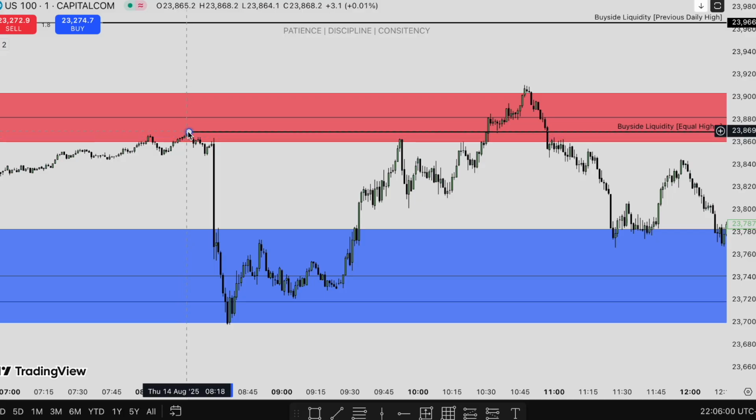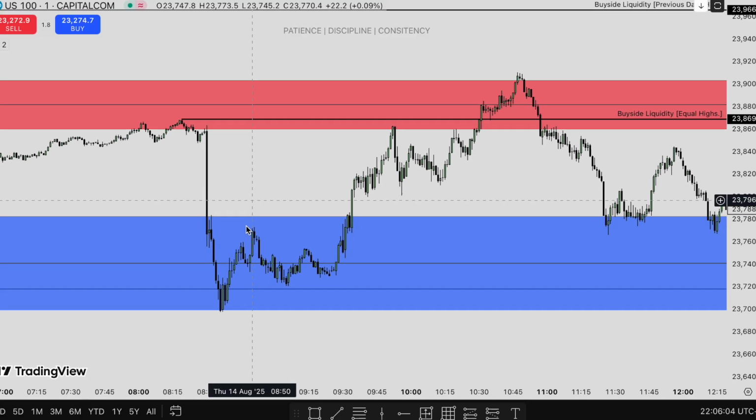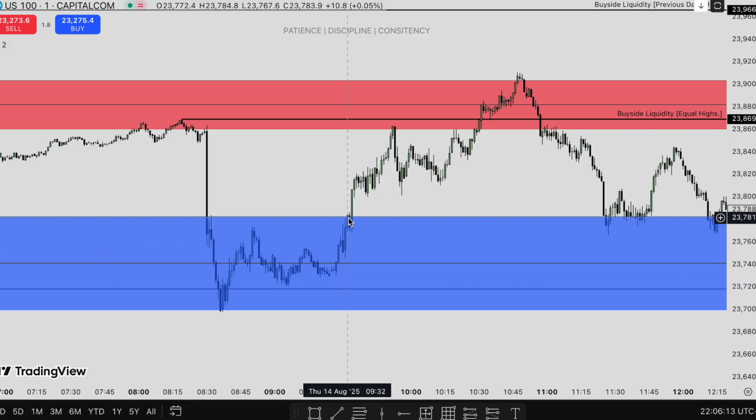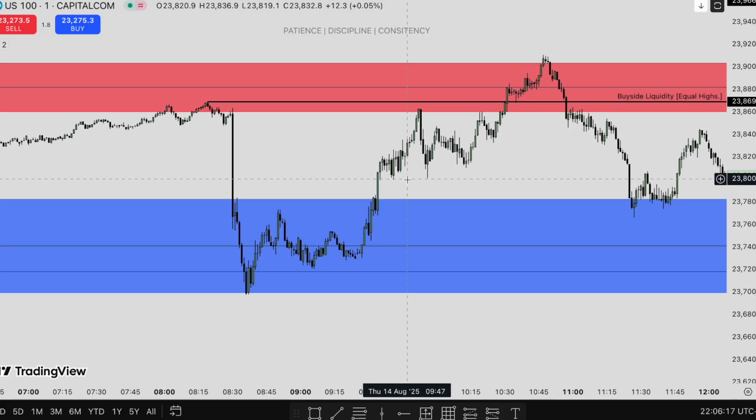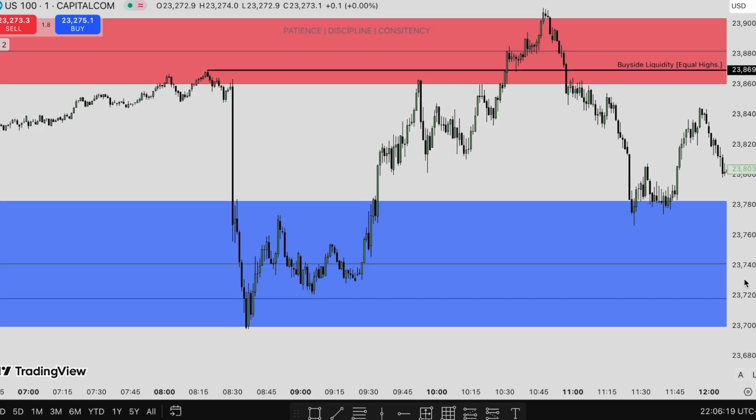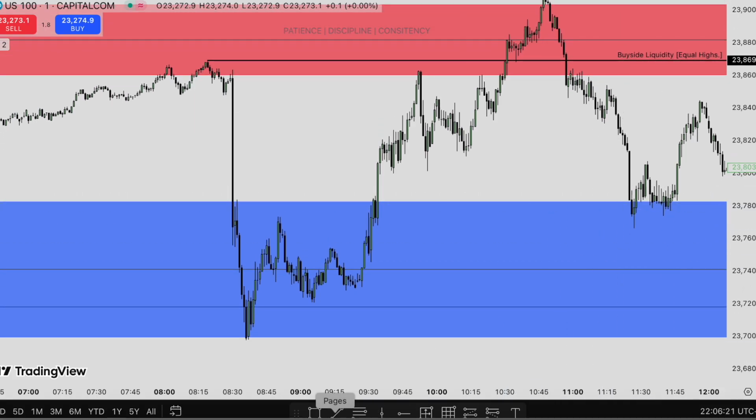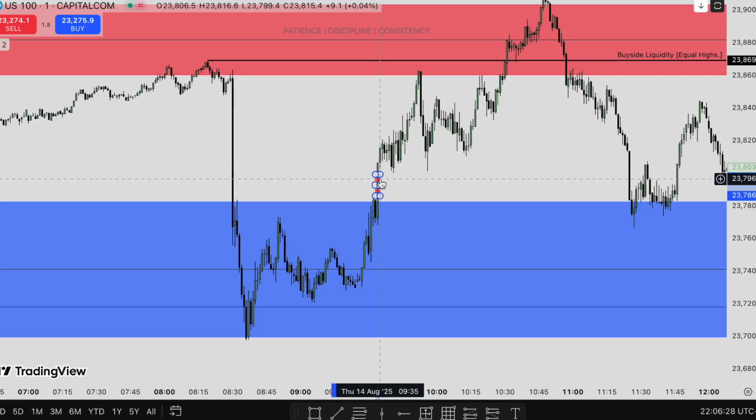So this was my main target actually, right? This was my main target, and yeah, 9:30 open over here, right? And my entry, I wanted this as my entry, but you can clearly see that we do not trade into this first presented fair value gap. Yeah, we didn't trade into it.